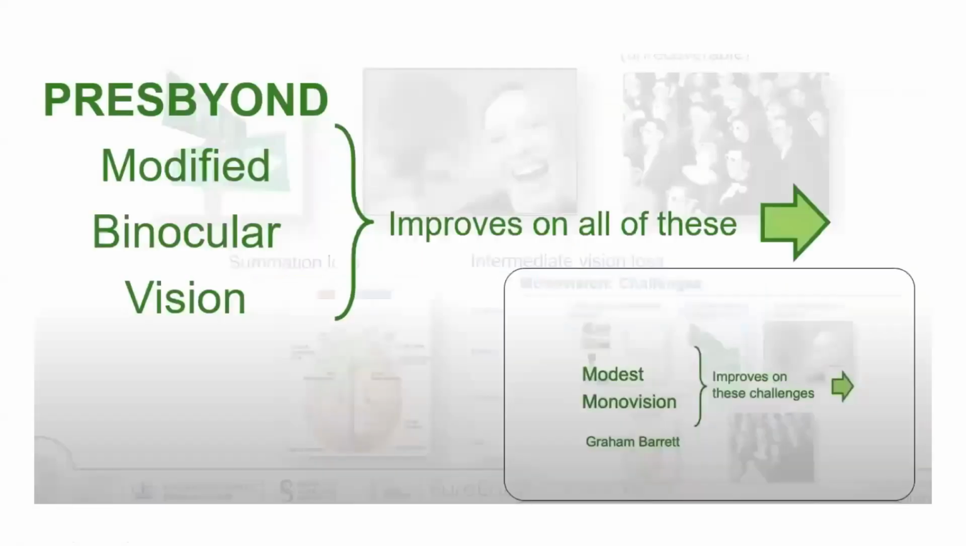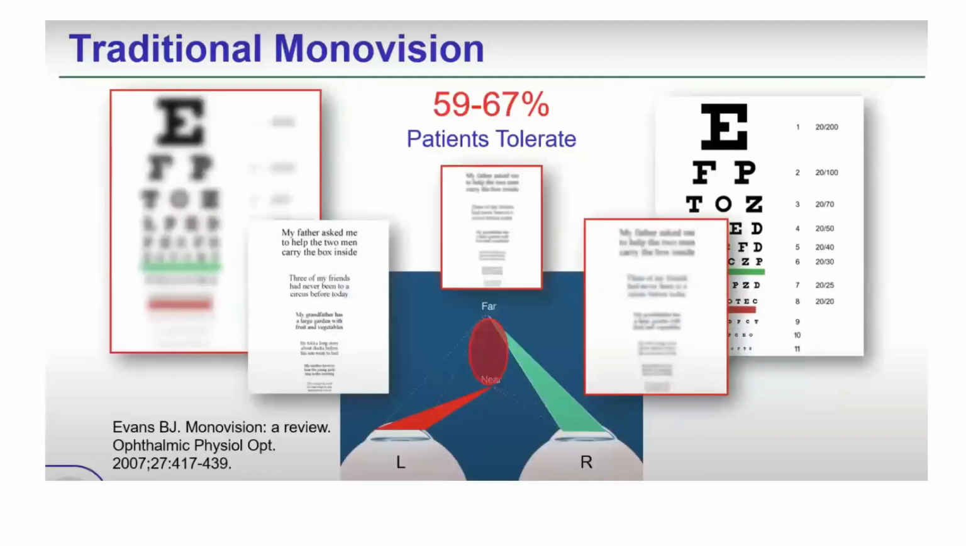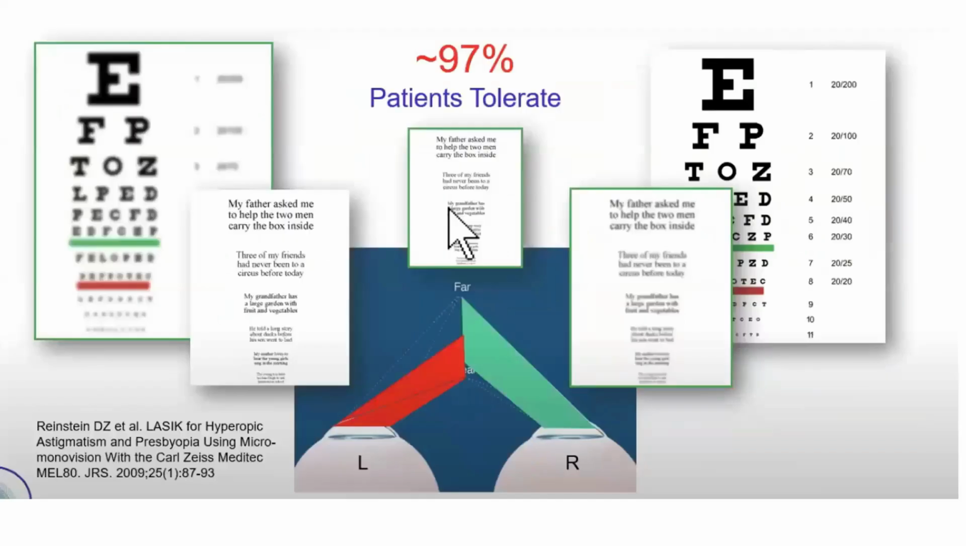So PresbyLASIK Beyond is a modified binocular vision. It is not monovision. Monovision means uniocular. Beyond is binocular vision, and it improves on the problems I mentioned before. In traditional monovision, one eye is good for near and intermediate is very bad, while the other eye is good for distance and near and intermediate are bad. So only 60 to 70% of patients can tolerate traditional monovision. Beyond, which is laser blended vision, is tolerated by around 97% of patients as per the study conducted by Reinstein et al.